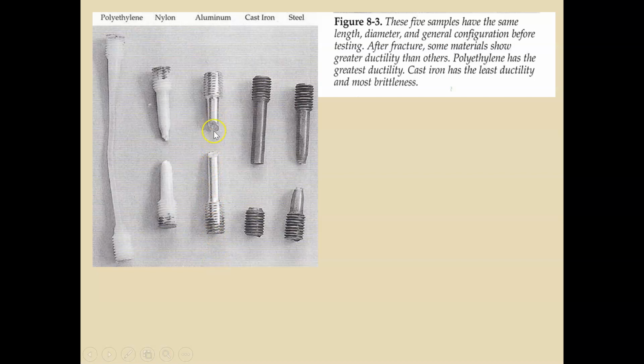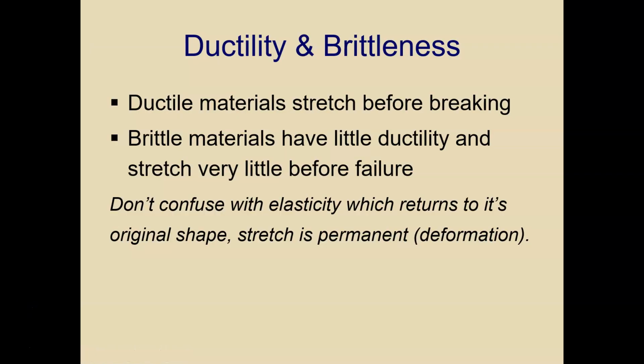It pulled apart before it did finally fracture. And steel also experienced the necking in the material. This is going to be a soft 1018, a mild steel. Ductility and brittleness. Again, ductile materials stretch or neck before they break. Brittle materials have little or no ductility and stretch very little before failure, if at all.